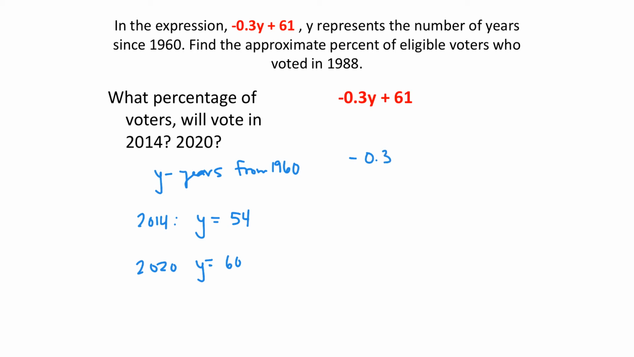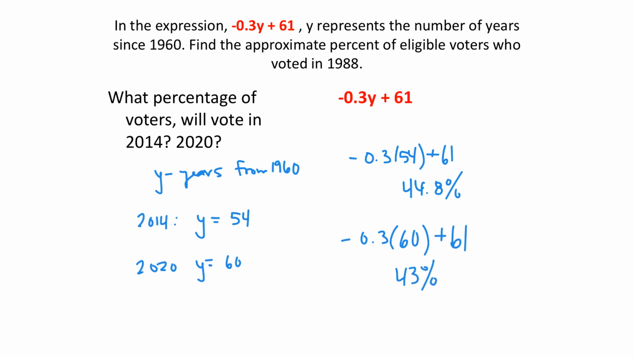So negative 0.3 times 54 plus 61, and then the other one would be negative 0.3 times 60 plus 61. And when we do all those operations, we get a value of 44.8% in 2014, and then the other one would be 43%. And again, that follows along with what I said before: every year in the future, my voter percentage turnout should be lower and lower and lower.